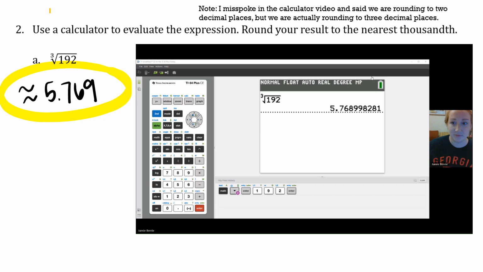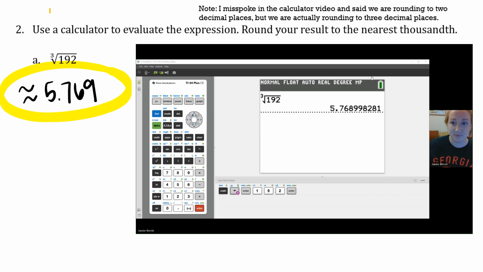All right, perfect. So I actually didn't say in the video that we were supposed to round to 2 decimal places, but I know for sure that I do on the next slide, so just keep that in mind whenever you see the next one. All right, so we've got, this is approximately 5.769.